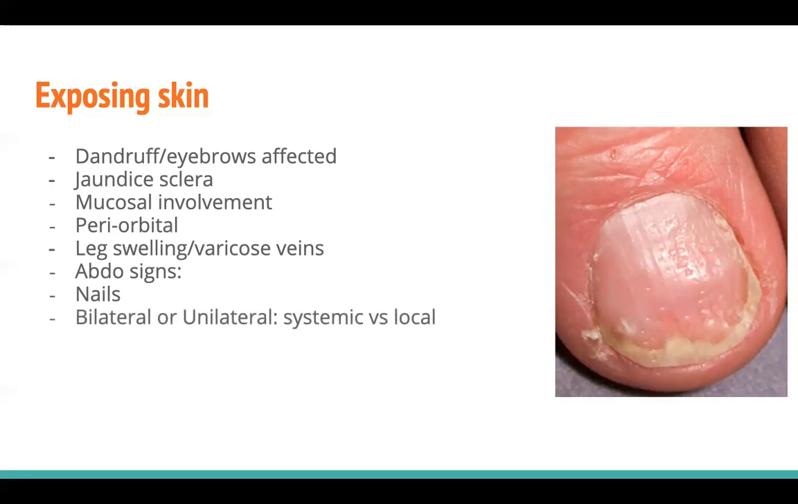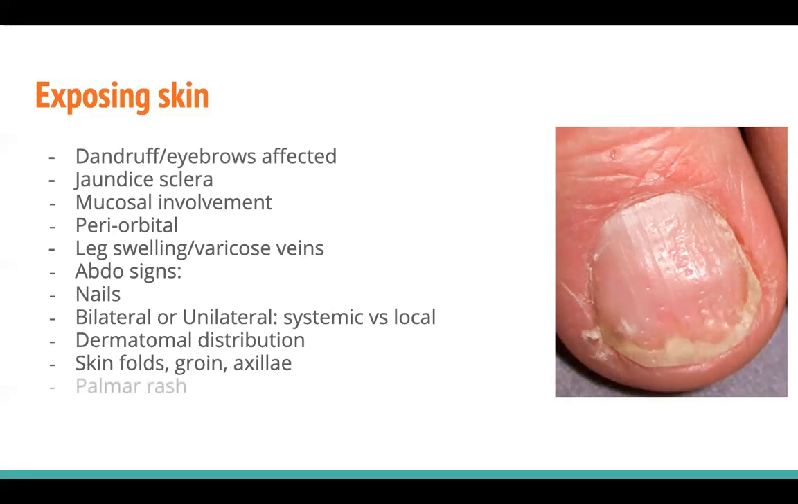Are the symptoms bilateral or unilateral? Bilateral symptoms often indicate a systemic cause. Unilateral often indicate a local cause. Is there a dermatomal distribution? Does the rash not cross the midline? Could this be shingles? Is the rash seen predominantly in skin folds around the groin, in the axilla? Could this be a fungal infection?